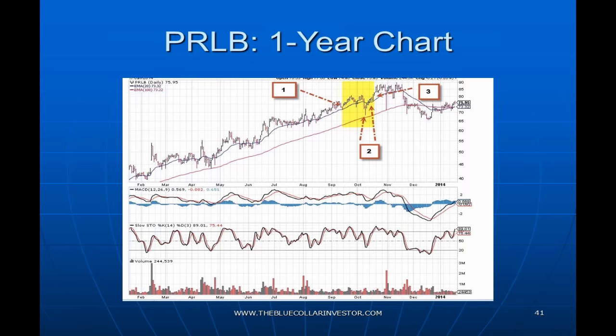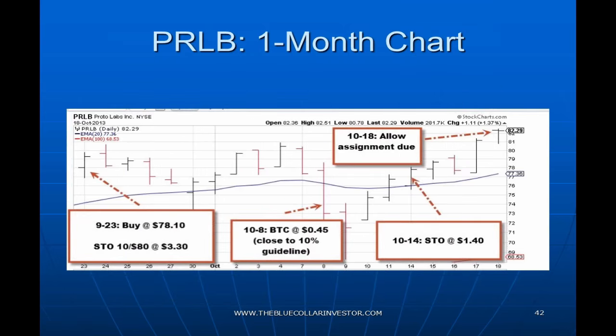Here's a 1-month chart so you can get a closer look. The left arrow is where I sold the original option. The middle 2 arrows is where I hit a double when the price declined and went back up. And then I allowed assignment at the 4th arrow on the top right side of the screen.